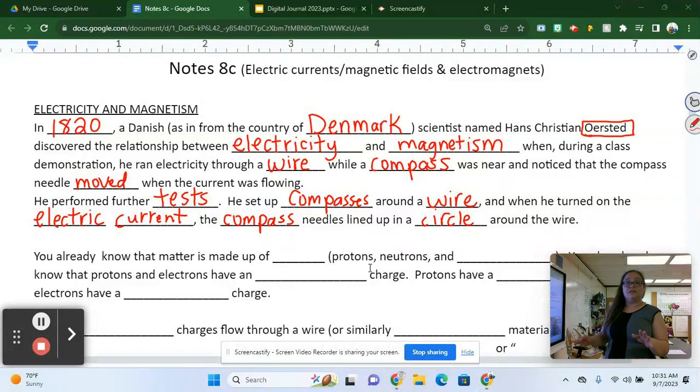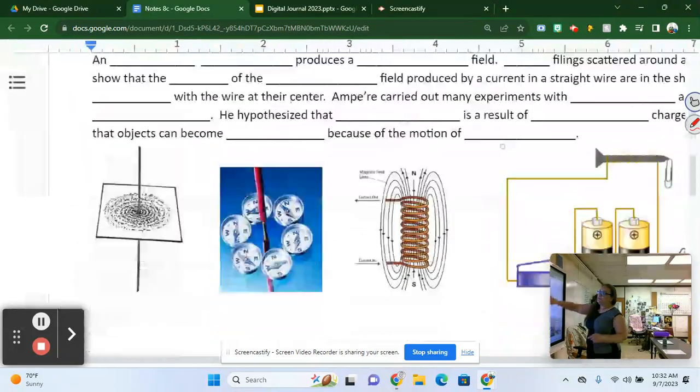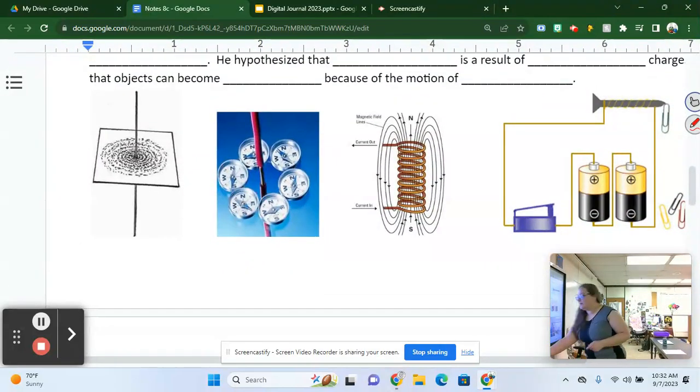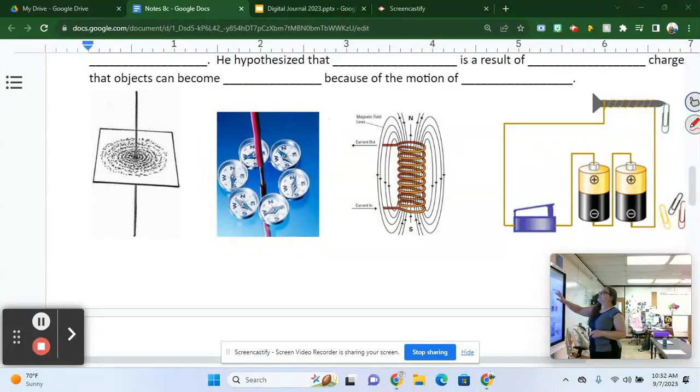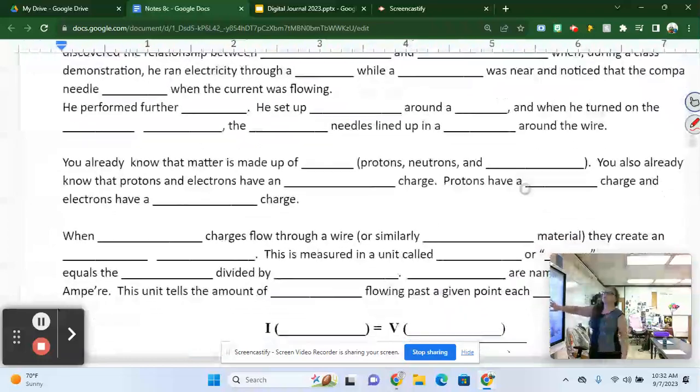Pause that if you need to get caught up, but I'm going to erase it and move on. So down here at the bottom of the notes, I've got an image that shows his setup. He would have had a wire, and then it was a wooden board rather than acrylic like in this image. But then he put the compasses around it, and as you can see, it makes a circle with the compass needles. And that basically shows you where that magnetic field is that was caused by the electrical charge.